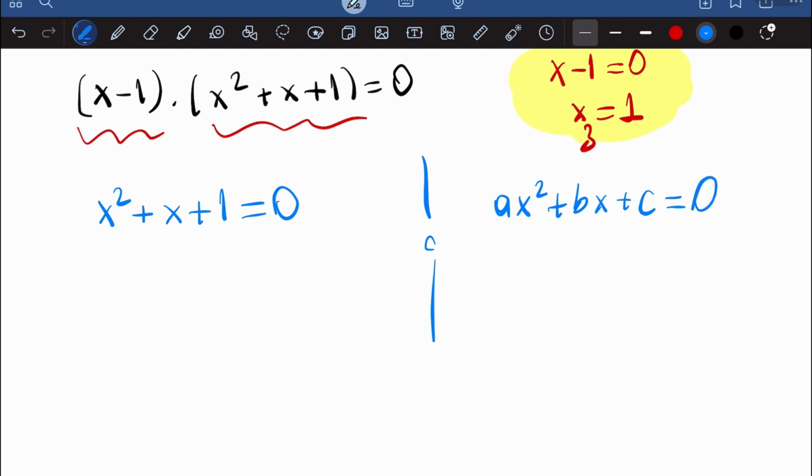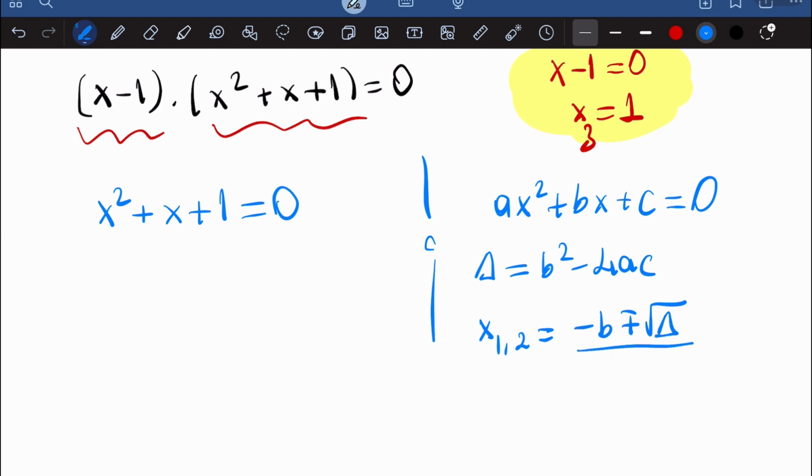What were we doing here? We were finding the discriminant, or in other words, delta. What was it? b squared minus 4ac. What were we finding afterward? We were finding the roots. What were the roots of this? If I say x1, 2, minus b plus or minus the square root of delta or discriminant divided by 2a was our starting point.